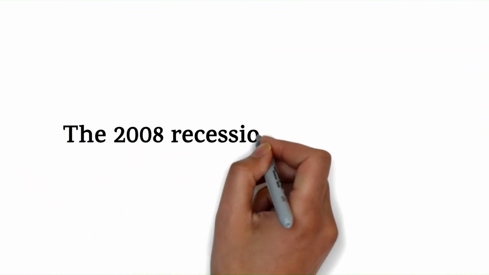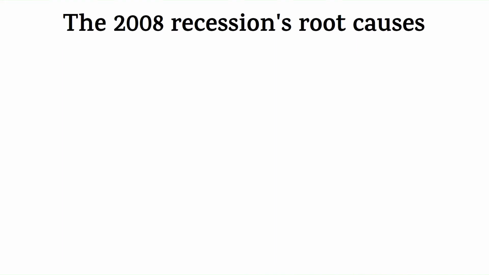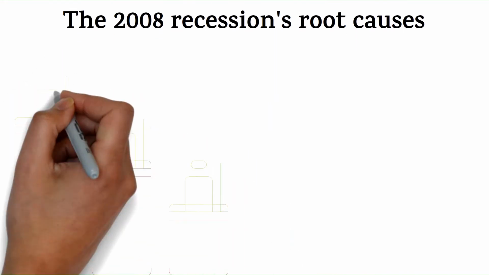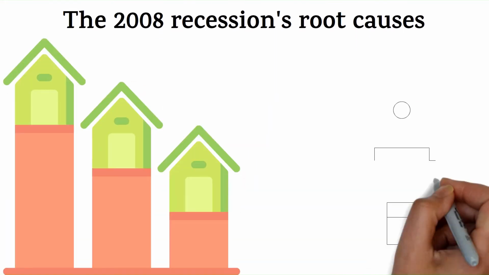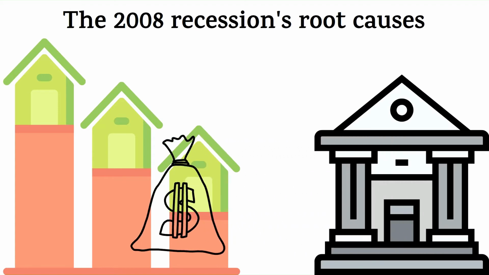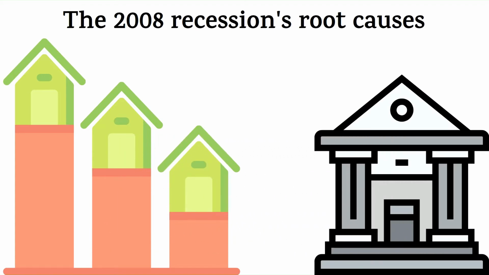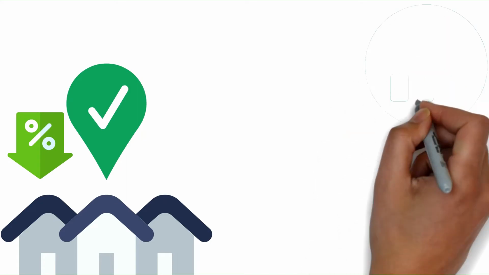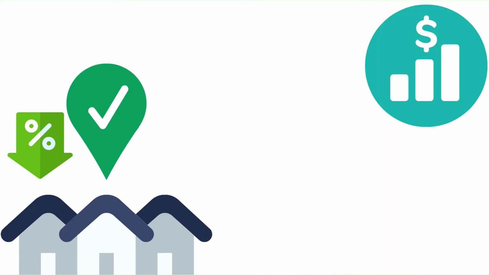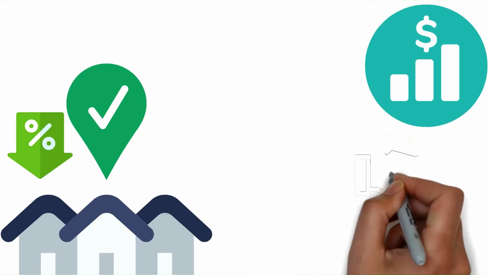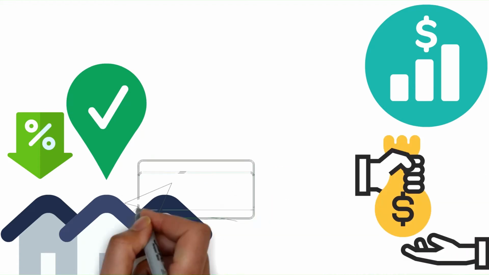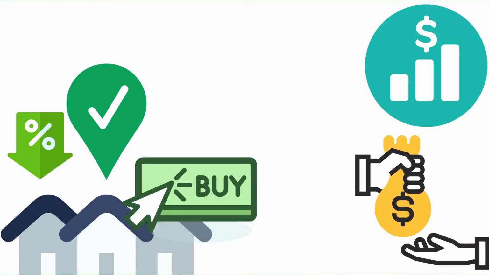The 2008 recession's root causes. The subprime mortgage crisis of 2006, when banks made derivative mortgage investments, marked the Great Recession's start. The housing bubble was mostly caused by low interest rates in 2004 and 2005, and the expectation that home prices would grow indefinitely. With interest-only loans, many buyers bought homes they couldn't afford.